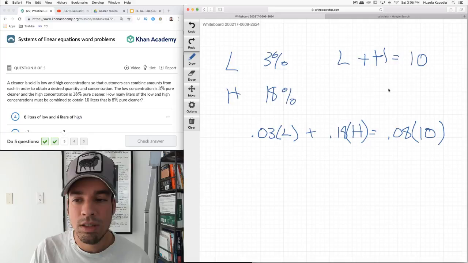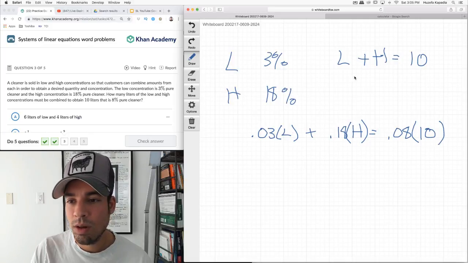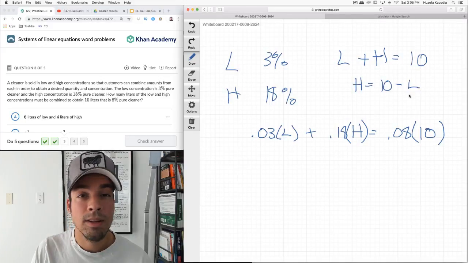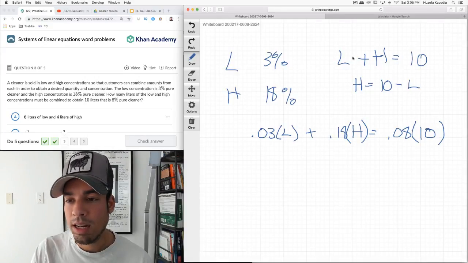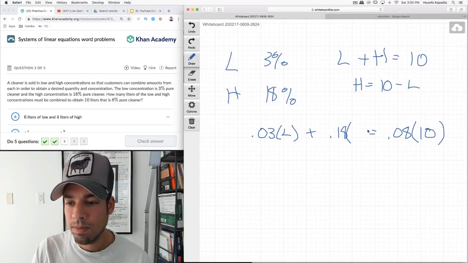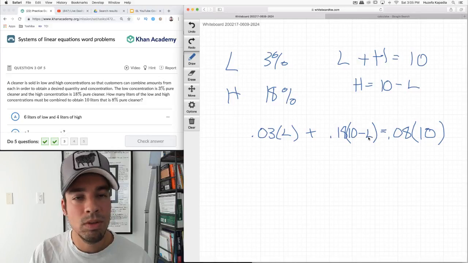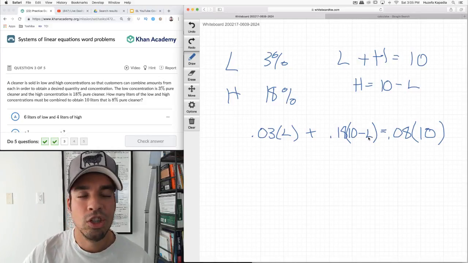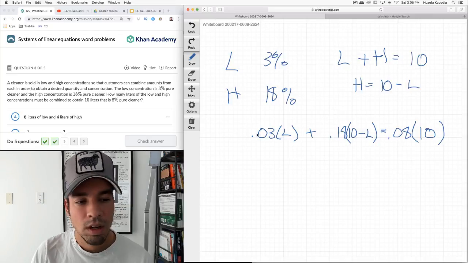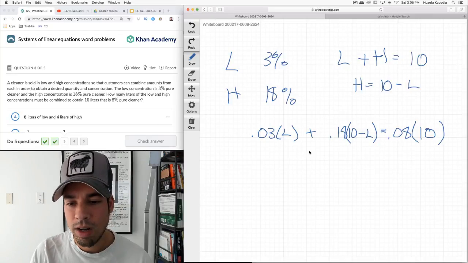But we have two variables in the equation. That's no good. How do we solve or substitute? Well, I can also say that H equals 10 minus L, because these guys add up to 10, so 10 minus one of them equals the other. So now let's do a little substitution. Instead of H, we've got 10 minus L, and now we have a single equation with a single variable. It can be solved, so let's solve for L now.